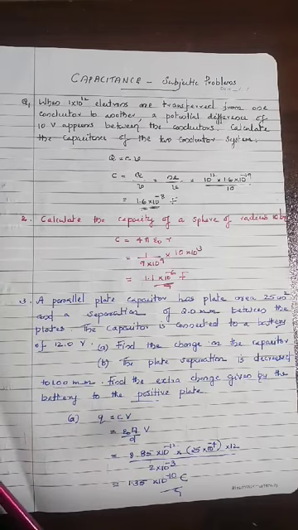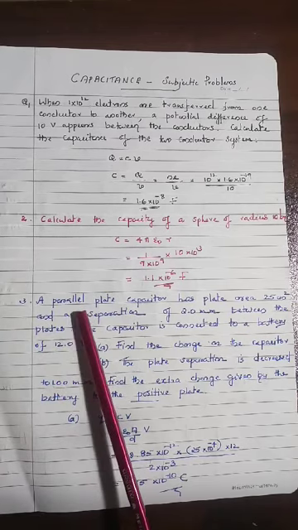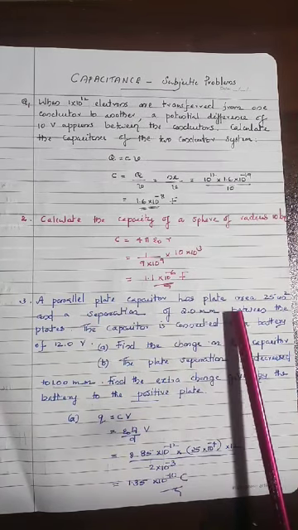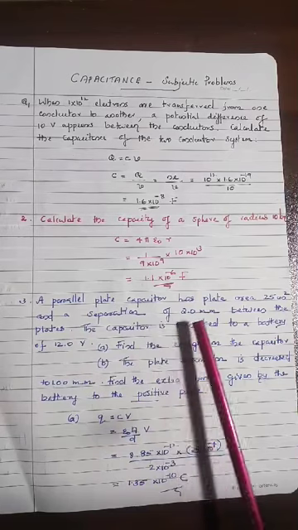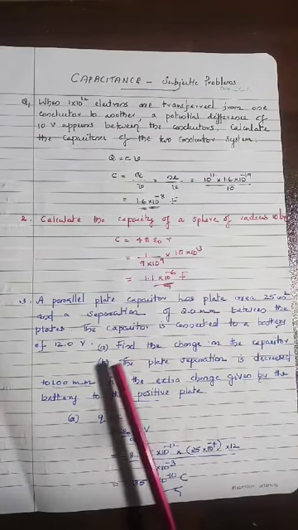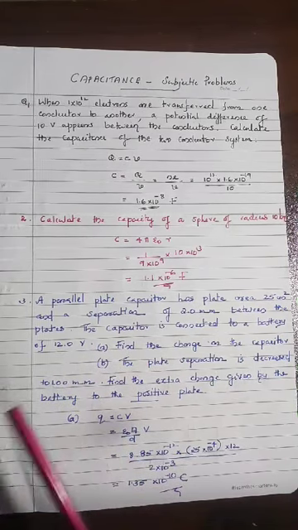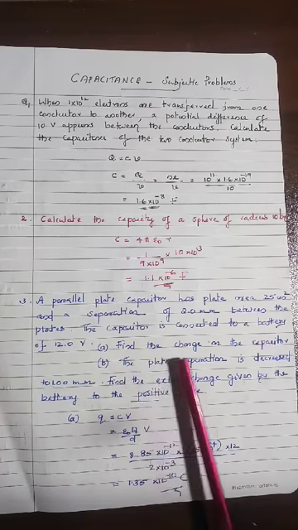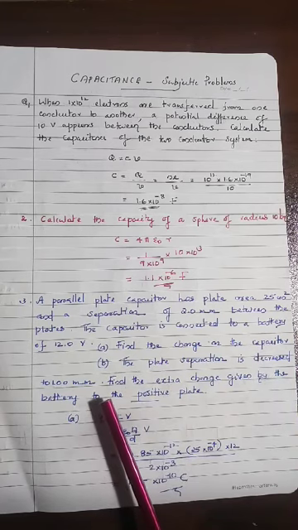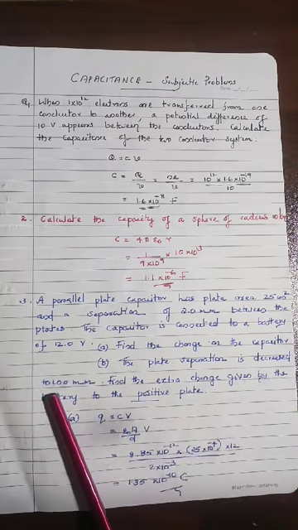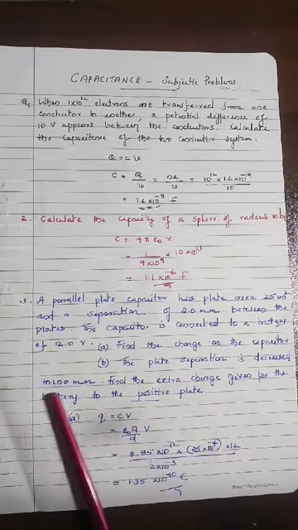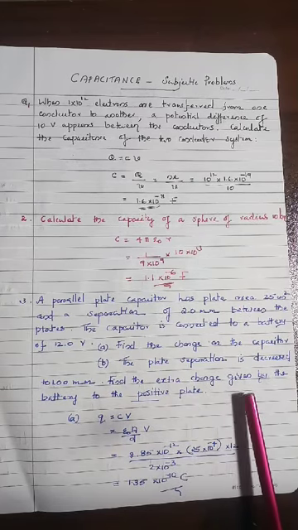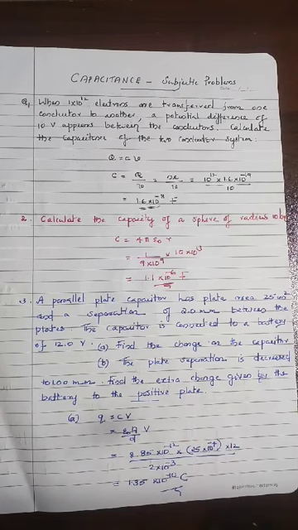The third question: a parallel plate capacitor has plate area 25 square centimeter and a separation of 2 millimeter between the plates. The capacitor is connected to a battery of 12 volt. We have to find the charge on the capacitor. The second part: if the plate separation is decreased to 1 millimeter, here it is given as 2 millimeter but it is decreased to 1 millimeter, then find the extra charge given by the battery to the positive plate. Please read the questions carefully.